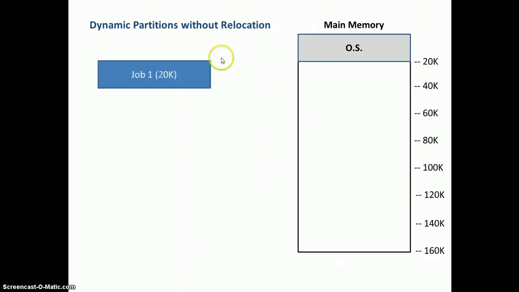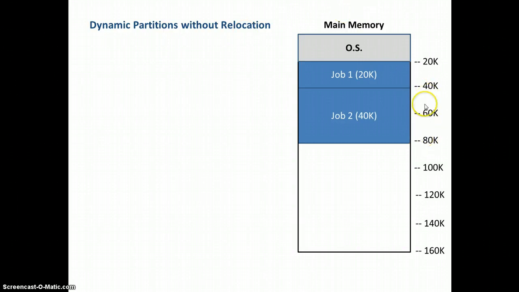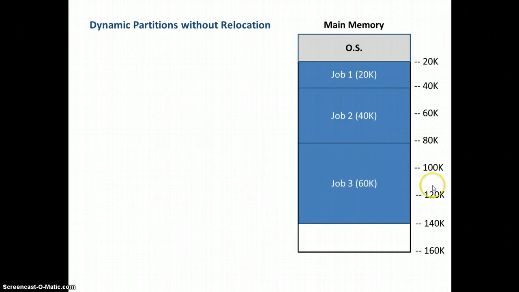So if a job appears, let's say this job 1 is 20K, it just goes and fits into the next 20K that's available, which is from 20 to 40K in terms of memory locations. Job 2 appears, which is 40K, and it takes then this chunk here from 40K to 80K. Job 3 appears, which is 60K in size, and so it takes the 60K blocks from 80 to 140.